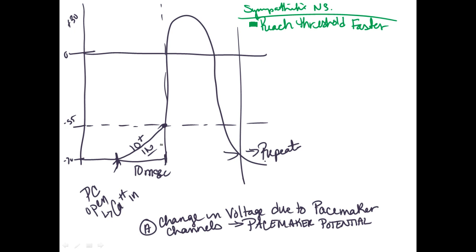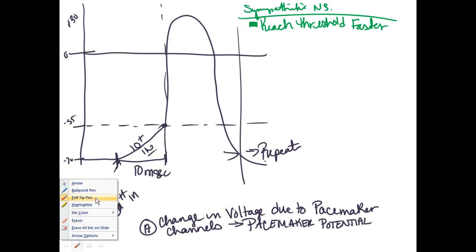Well, if we want to reach threshold faster, we can't do that with just 10 positive ions. We need to add to that. We need more positive ions coming into the cell in order to reach threshold faster. Well, how do we do that? How do we let more positive ions into the cell? Well, do we just open up more pacemaker channels? Well, no, we can't do that because if we're below threshold, all of our pacemaker channels should already be open. Well, instead, let's open up a channel that's specific to the sympathetic nervous system and allow in more positives that way. That's exactly what we do.